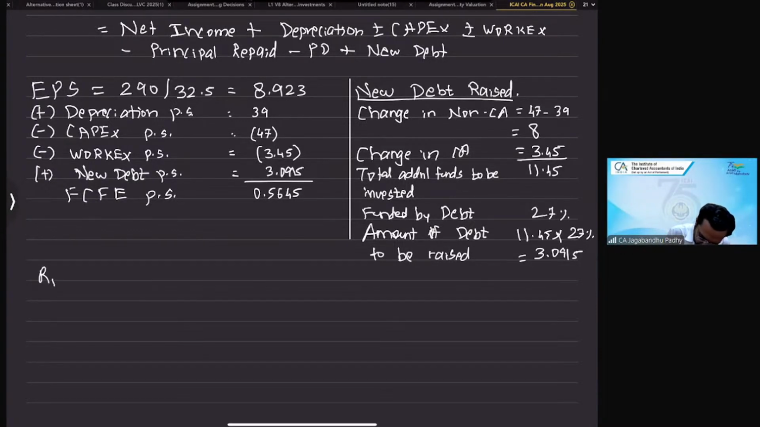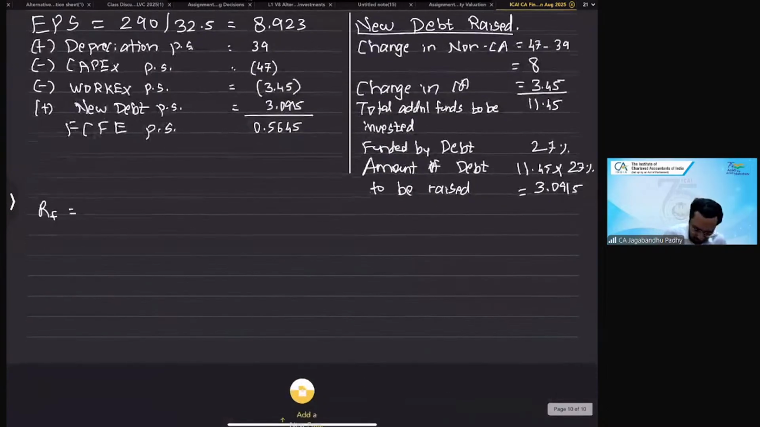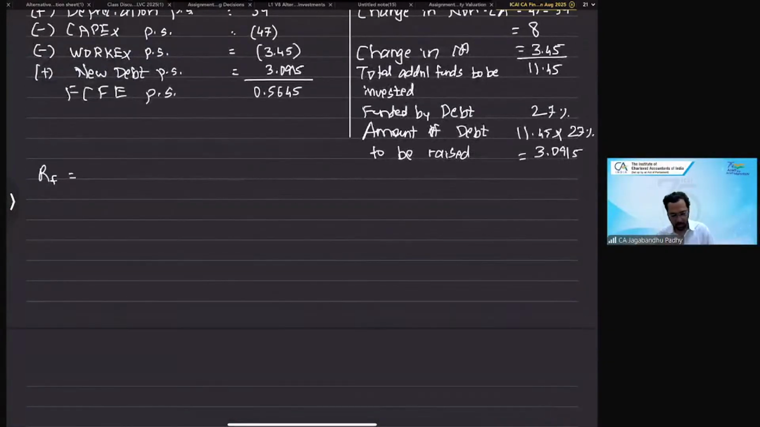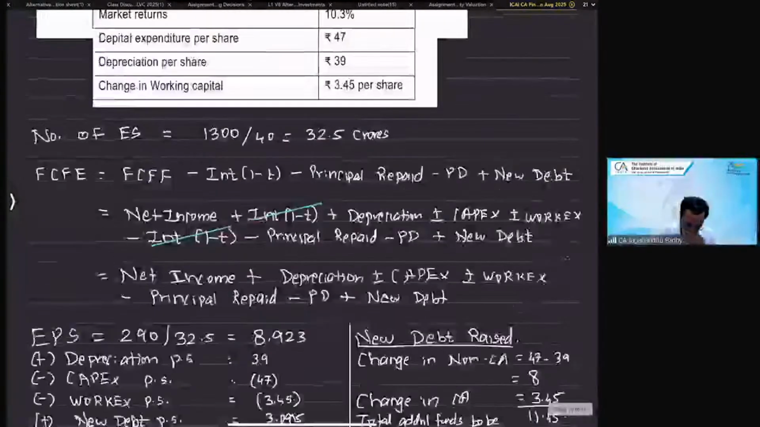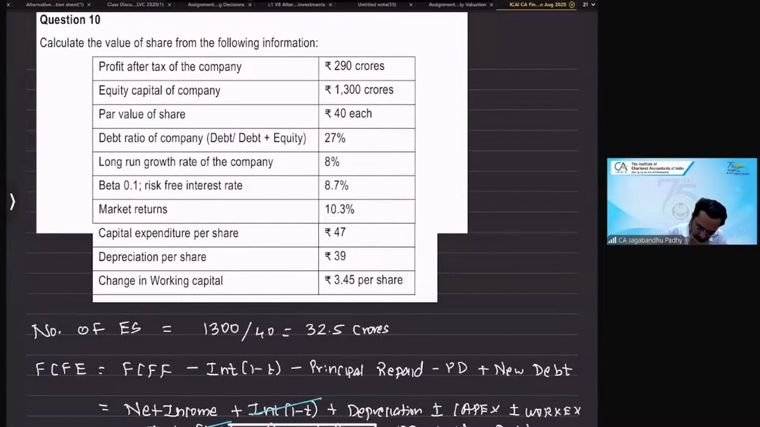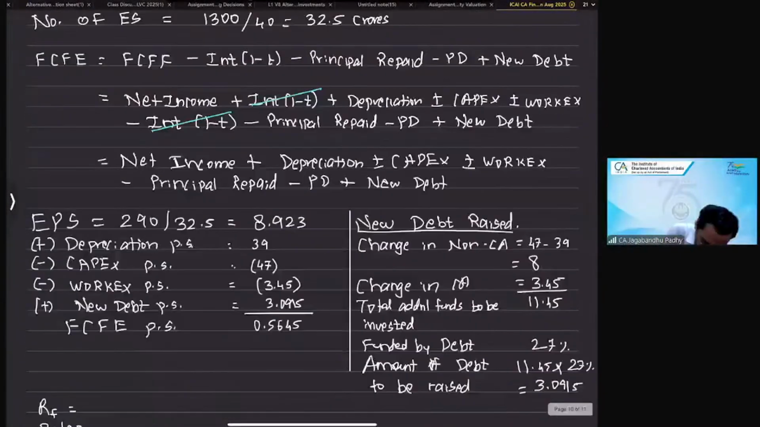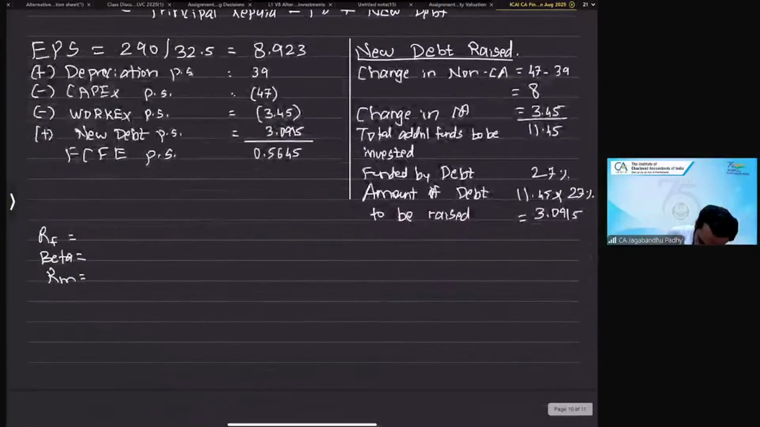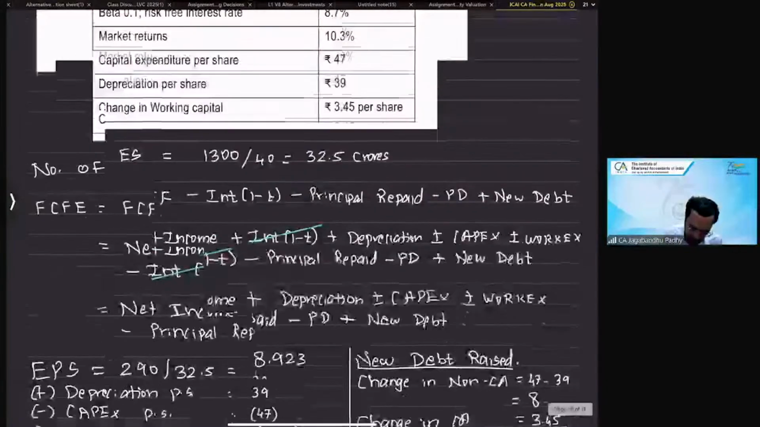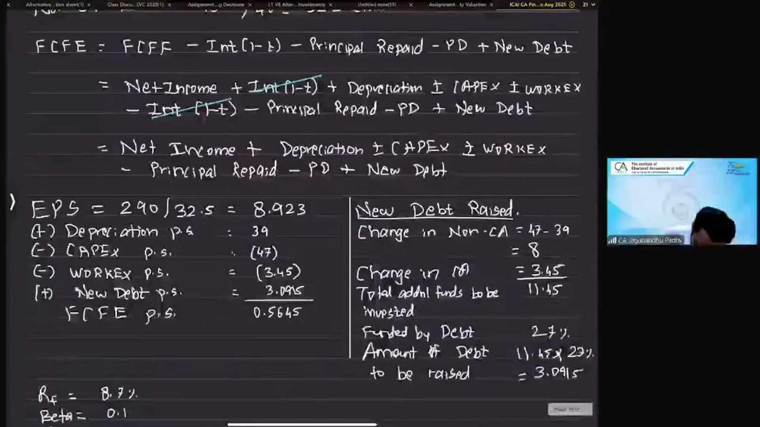Like I need the K. So for that K, I need the risk-free rate, the value of beta, and the value of RM. So beta is 0.1. The risk-free interest rate is 8.7%. Beta is 0.1. And the market rate of return is 10.3%.